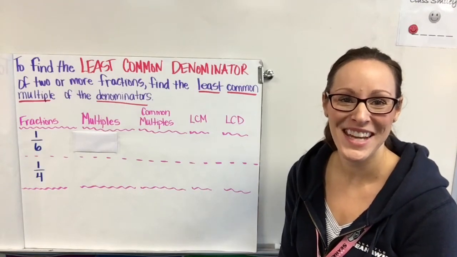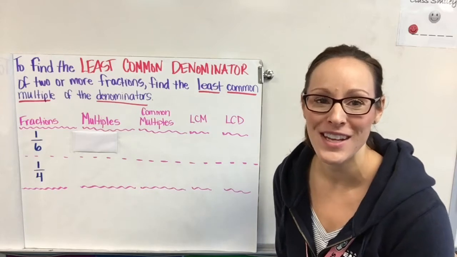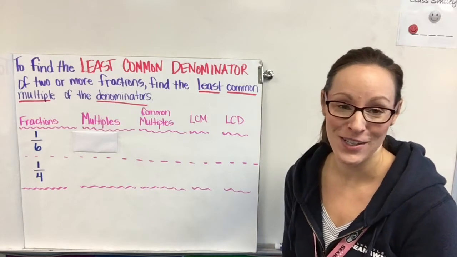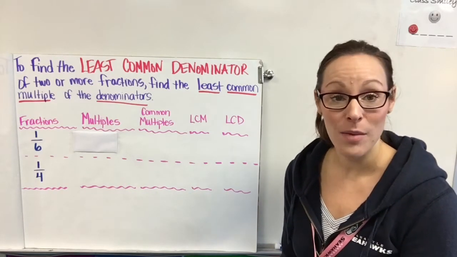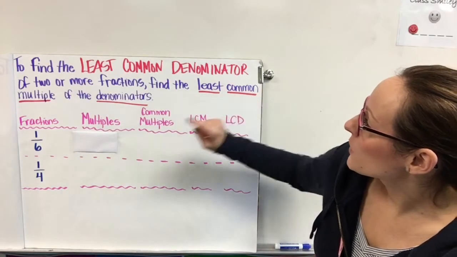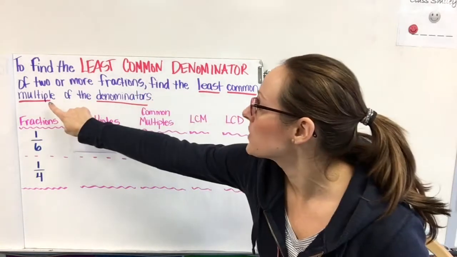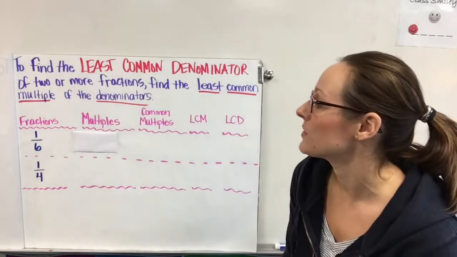Hi boys and girls. Today we're going to talk about finding least common denominators. Finding a least common denominator is just like finding a least common multiple, but finding a least common denominator means that we're looking at two or more fractions and finding the least common multiple of the denominators.